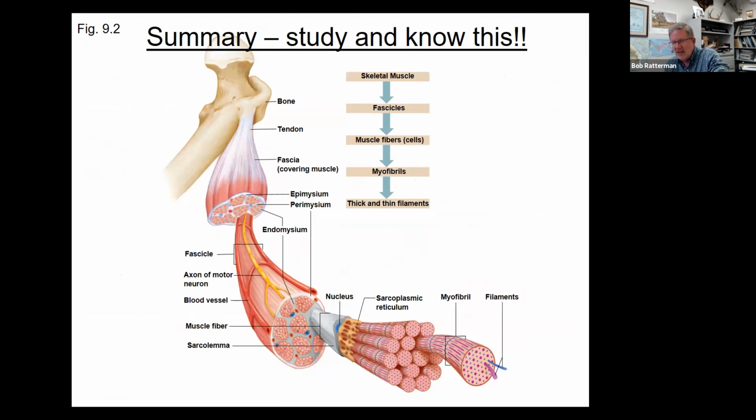Not that you couldn't look at this and get the same thing out of it. You could. It's just there's a lot of stuff here. This little flow chart is also very nice to reference, where we go from broadest, largest to smallest structures. That's a real good flow chart to use.